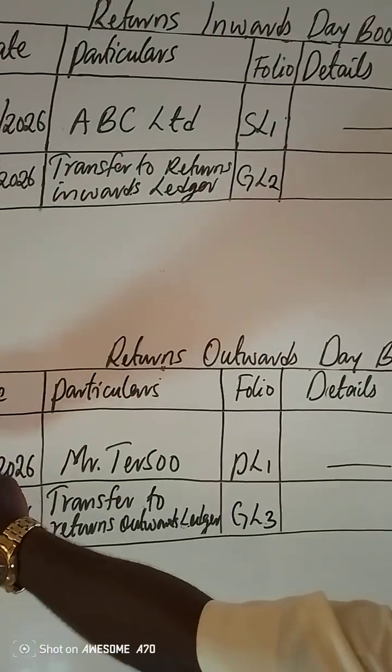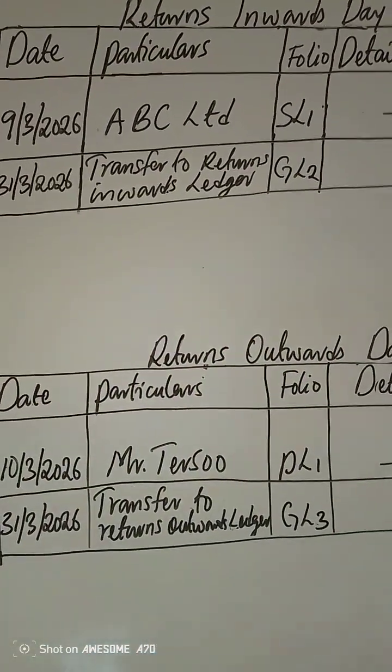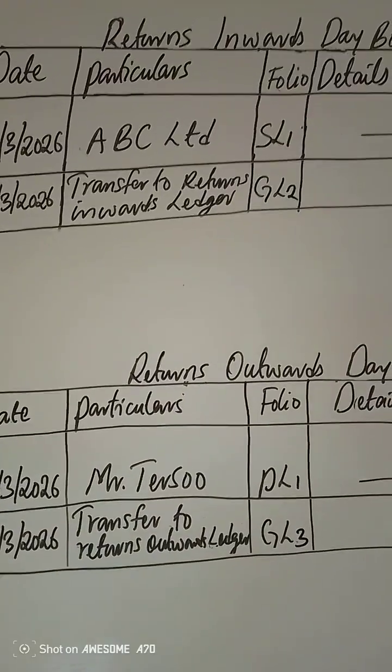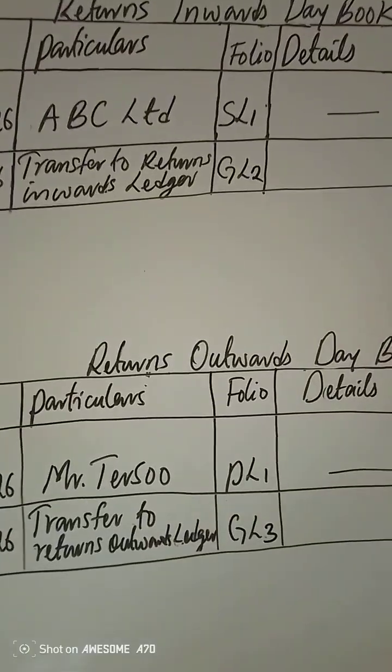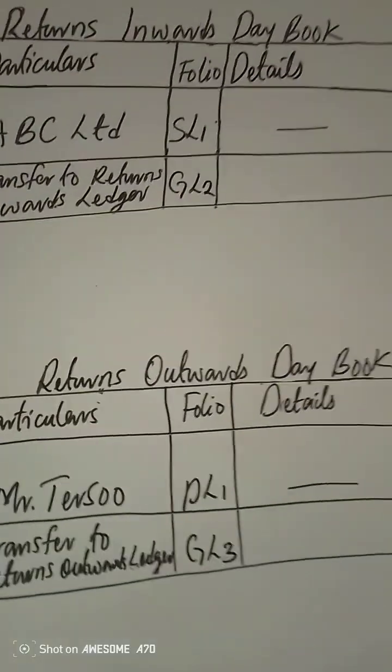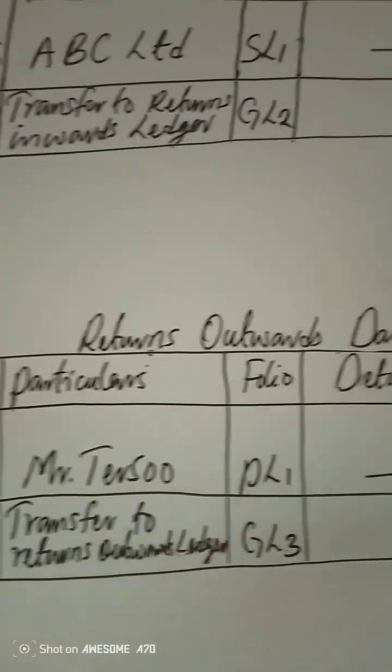So on this fateful day, which is 10th of March 2026, goods were returned to Mr. Teso by the business. So this is purchase ledger, meaning this is under goods purchased on credit, and the supplier, we are returning it to the supplier. So this is purchase ledger 1. The value is 20,000.